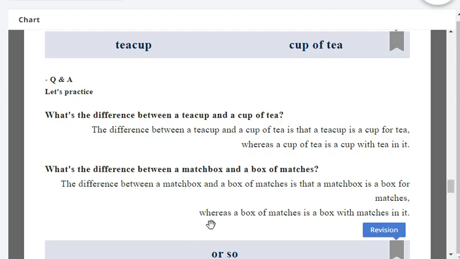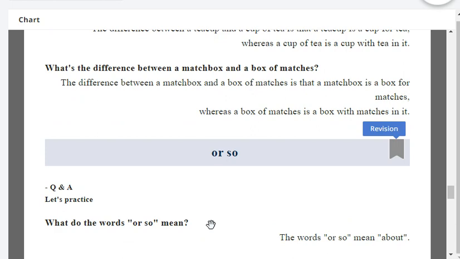What's the difference between a matchbox and a box of matches? The difference between a matchbox and a box of matches is that a matchbox is a box for matches, whereas a box of matches is a box with matches in it. Very good.